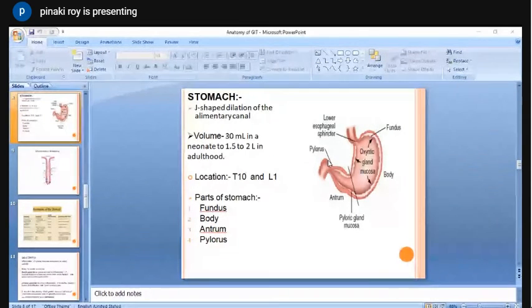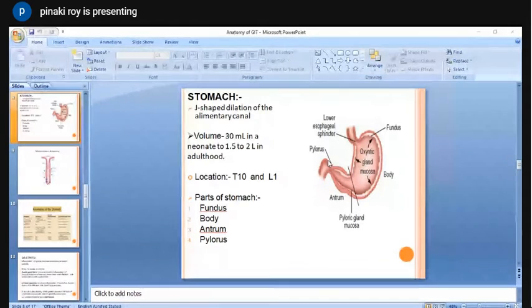Fundus is the part of the stomach that is above the gastroesophageal junction. Body is the part below the fundus and up to the incisura. Incisura is the notch at the lesser curvature. And beyond the incisura, up to the pylorus, is the part called antrum. And the pylorus is where the circular muscle is more thickened, and that is the gateway through which the food material passes to the duodenum.